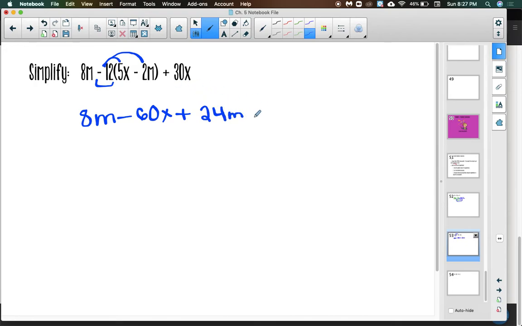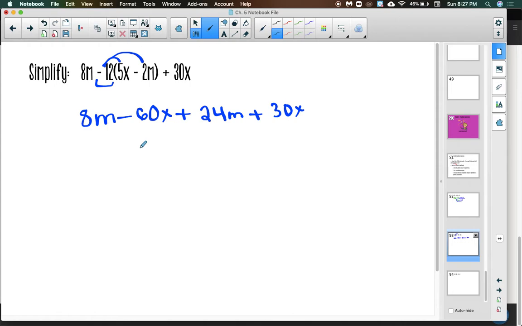Don't forget to bring the plus 30x down into the problem, because it's still something we have to use. It's still something we have to do when we simplify this expression. Okay, now we go back to normal. We've got our parentheses gone because we distributed that negative 12.